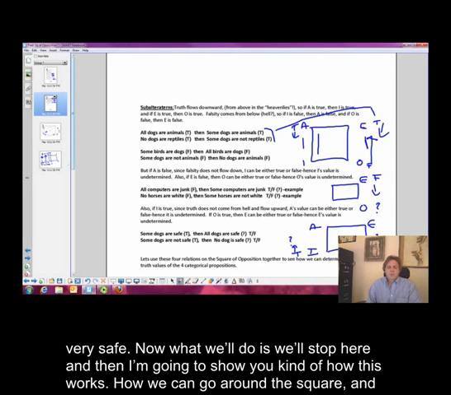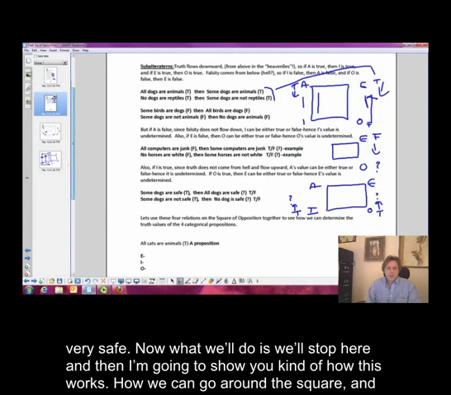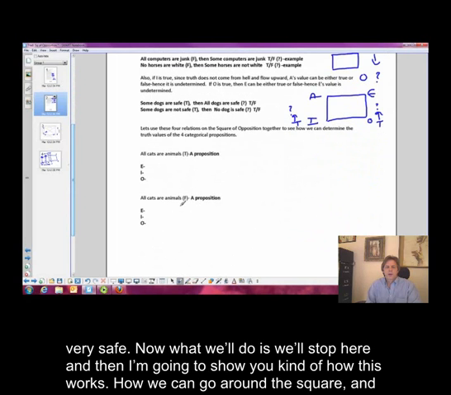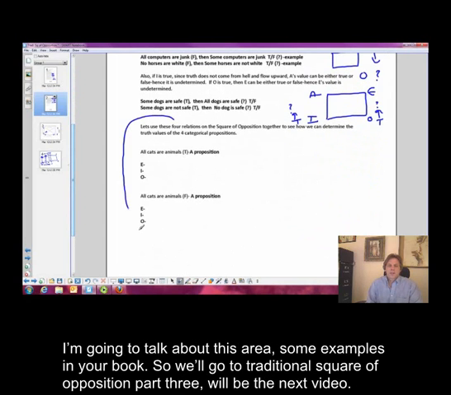Okay, now what we'll do is we'll stop here, and then I'm going to show you kind of how this works, okay, how we can go around the square, and I'm going to talk about this area and some examples in your book. So we'll go to traditional square of opposition. Part 3 will be the next video. Okay.